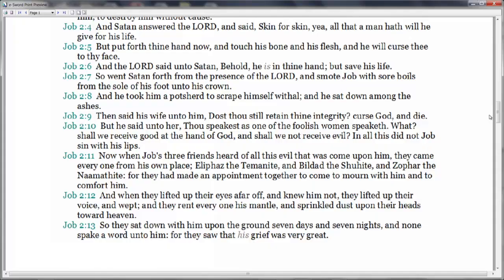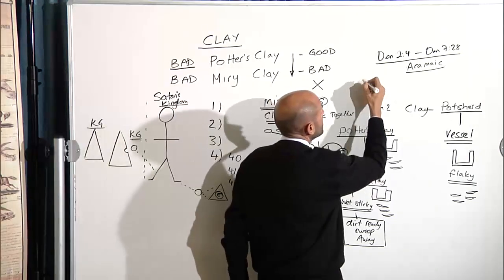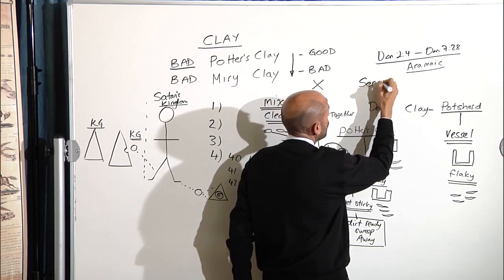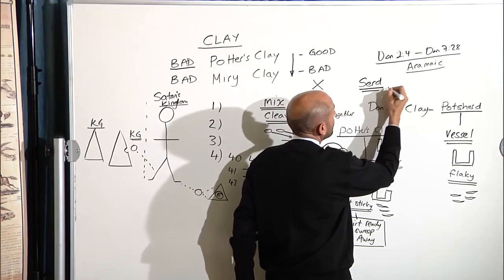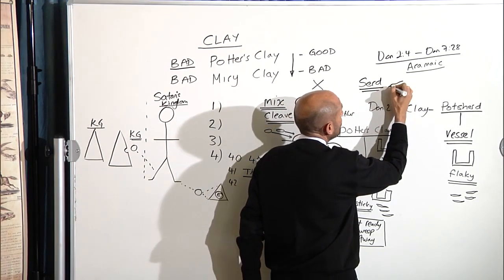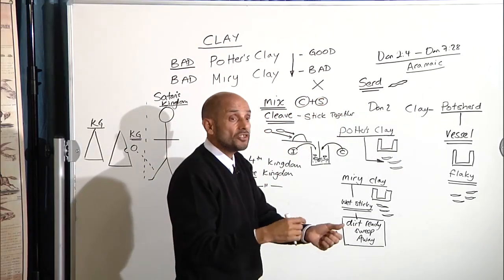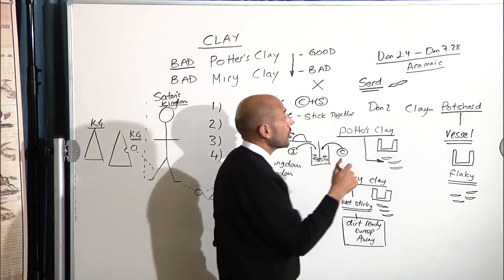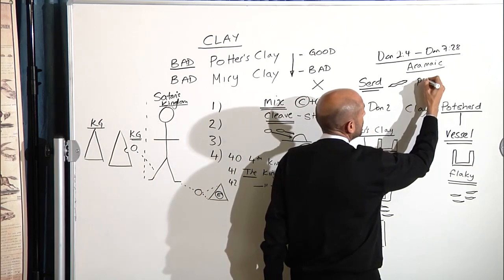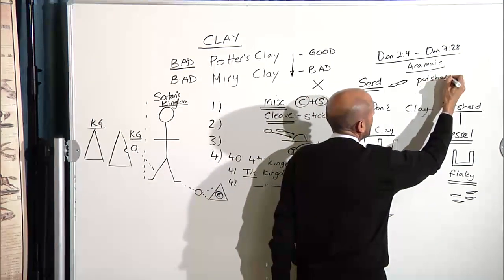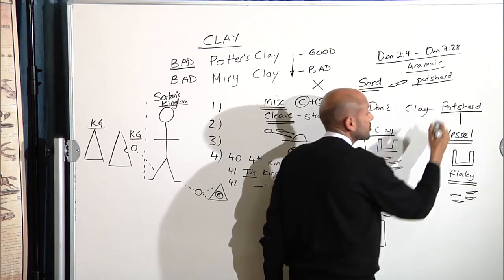Someone can read that. And he took him a potsherd to scrape himself withal, and he sat down among the ashes. So what he's using here is a sherd or a shard of clay. And it's a broken fragment of some kind of pottery, and he's using it to scrape his wound. So this word potsherd is what Job uses to scrape himself.